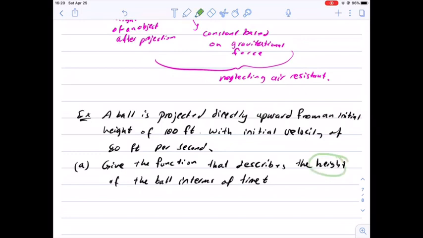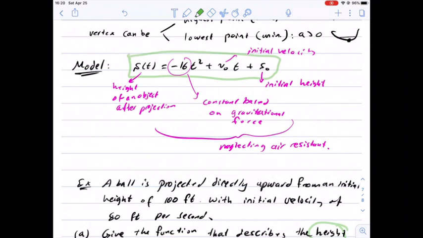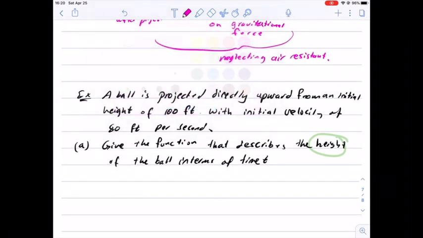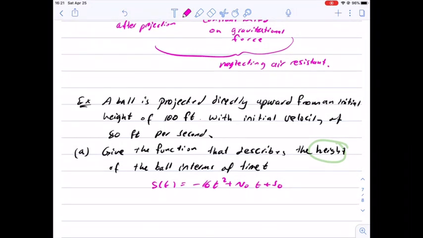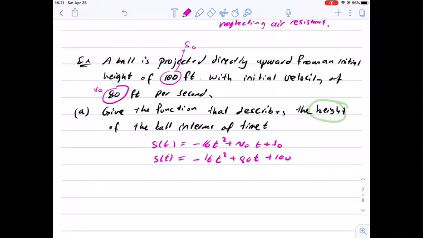We're talking about height here, so we use this model. Using this model, s of t is negative 16 t squared plus v naught t plus s0. We know that v naught is 80 and the 100 is s0, so we can write this as negative 16 t squared plus 80 t plus 100. This is the function that describes the height of the ball in terms of time t.